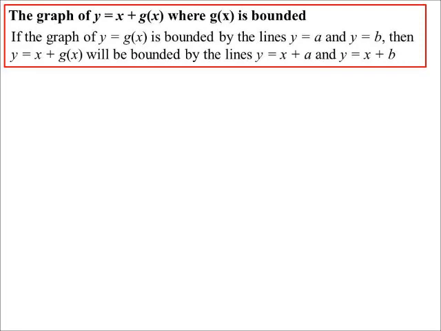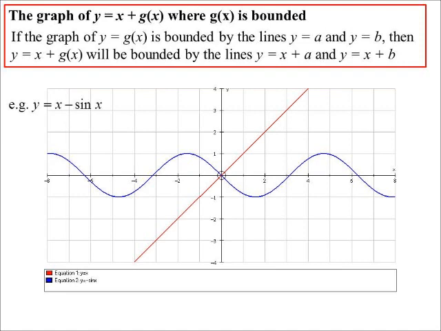It's bounded. Remember that term we had, back in the first topic we looked at, whether something was bounded or unbounded? All right, if the graph of y equals g of x is bounded, which our sine curve is, it's bounded at 1 and minus 1. Then when I add them together, x plus g of x will be bounded by x plus that number and x plus the other number. So this one should be bounded between x plus 1 and x minus 1. Now notice it's x minus sine x I'm drawing.